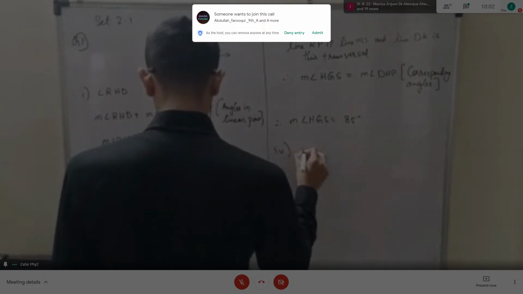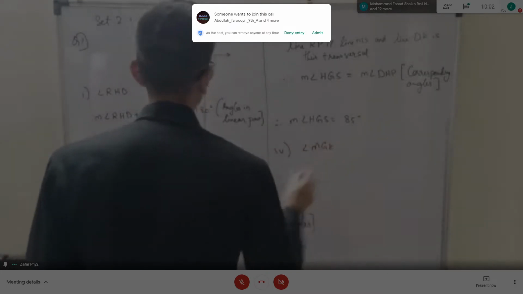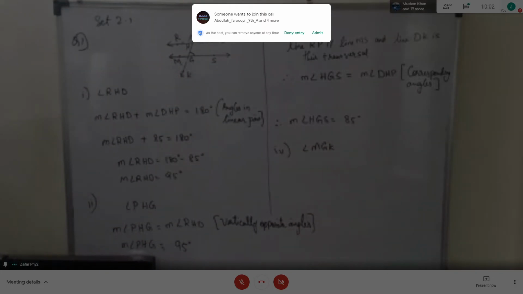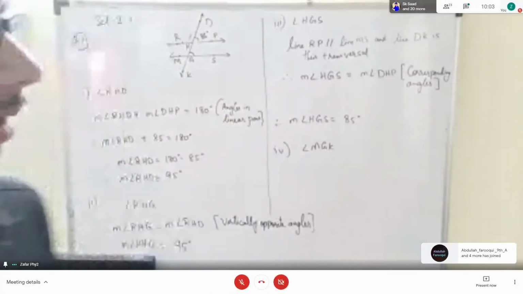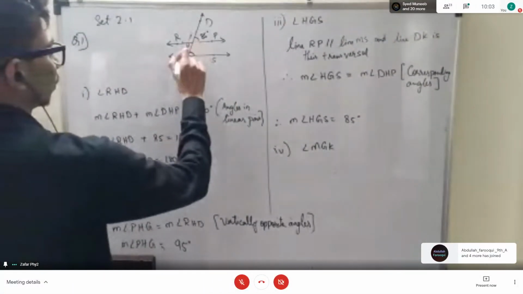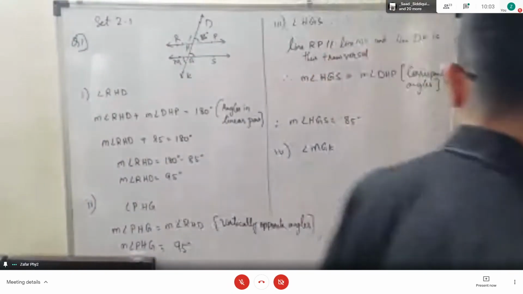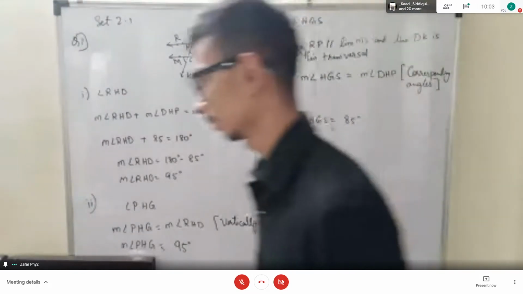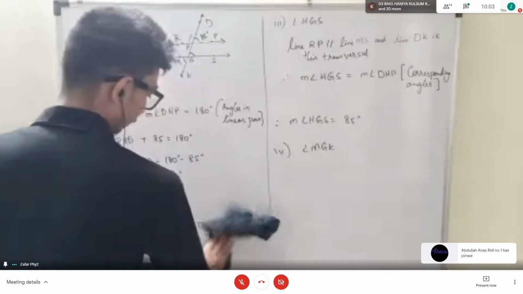Fourth bit. Angle MGK. आपको HGS मिल गया, तो आप MGK को वर्टिकली अपोजिट एंगल से सॉल्व कर सकते हैं. You got this 85, so this will also be 85. Okay, so I am rubbing this reason. ठीक है, लिख लिया होगा आपने.